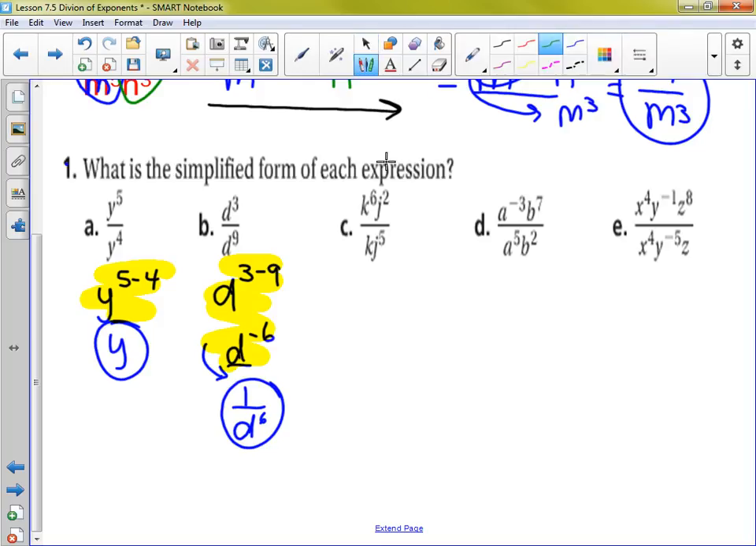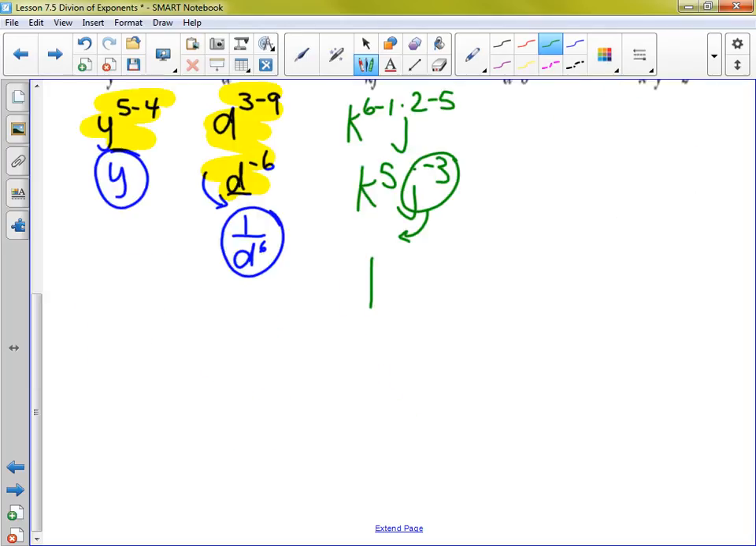Okay, example 1, part C, k to the 6th power over k. This k is implied to have a 1 right there, so that's k to the 6 minus 1. And j to the 2nd over j to the 5th is j to the 2 minus 5. 6 minus 1 is 5. 2 minus 5 is negative 3. The last step is to take this negative exponent and move that down. So your final answer is k to the 5th over j to the 3rd.